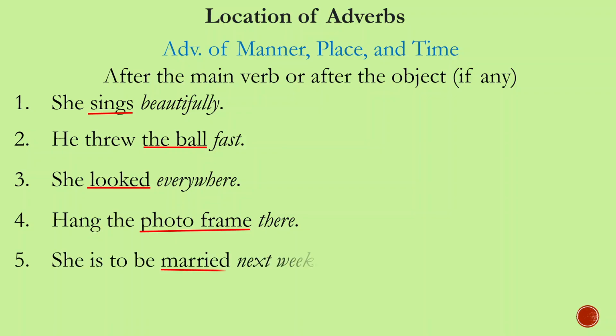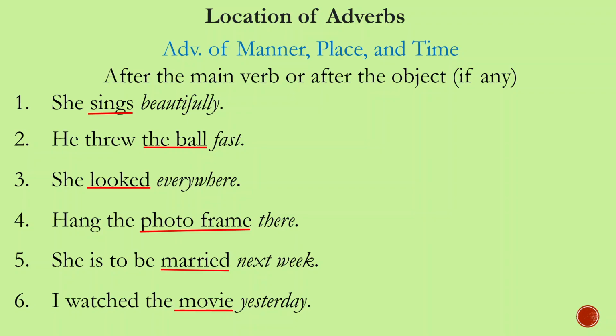Sentence number 5. She is to be married next week. Here, next week is the adverb of time, and it answers the question when to be married, and it comes after the verb phrase. Sentence number 6. I watched the movie yesterday. Here, the adverb of time, yesterday, also comes after the object movie.